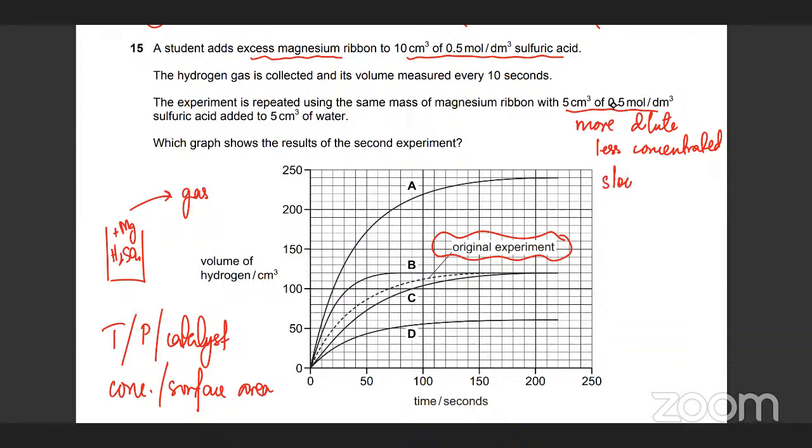Is this clear? Yes. ठीक है, is this clear? Do you have any questions about this? ठीक है, by adding 5 cm cube, yes. So it was like 10 cm cube before, so that one should be more dilute.